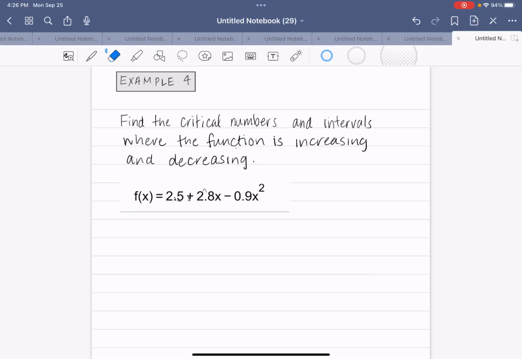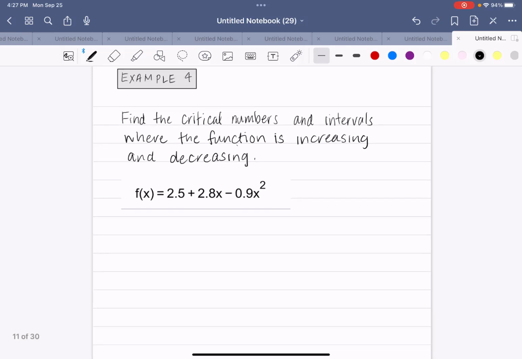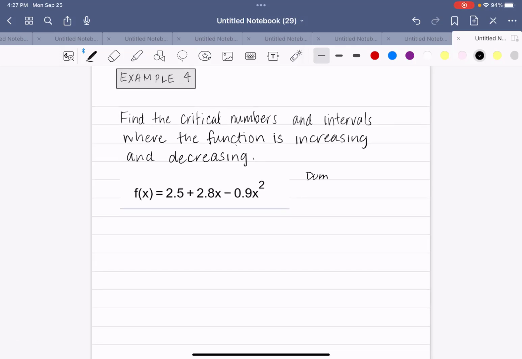Example 4. Find the critical numbers and intervals where the function is increasing and decreasing. Well, first of all, let's notice that the domain of this original function is negative infinity to positive infinity. There are no excluded values because there are no square roots and there are no denominators. If it's a square root, we can't have a negative, and if it's a denominator, it can't be 0. But in this case, we have neither.